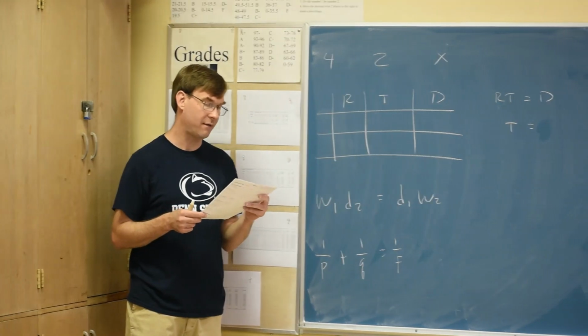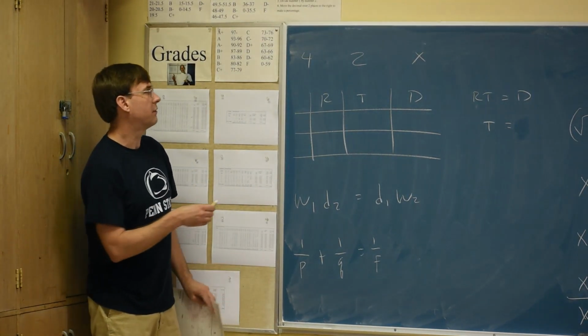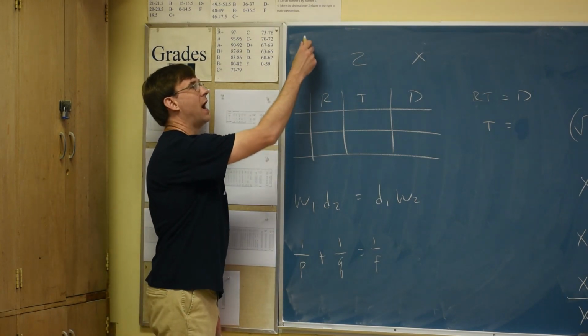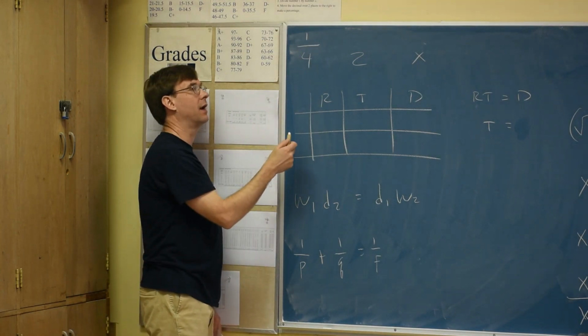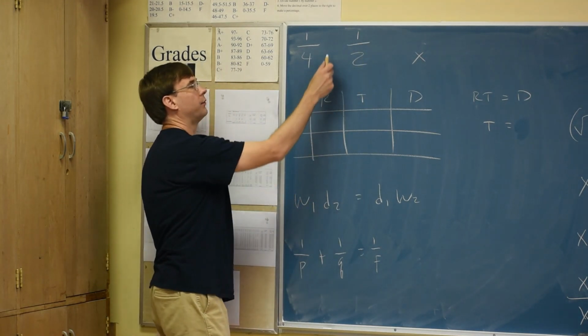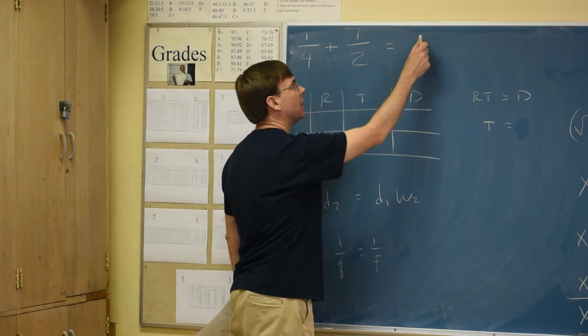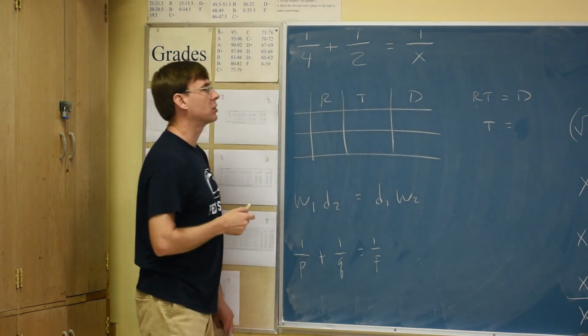Okay, for 27, we need to turn these numbers into fractions. The idea was if the one person did the job in 4 hours, they could do a fourth of it in an hour. The 2-hour person could do half of it in an hour. When they work together, we're going to add, so that could equal a mystery fraction.